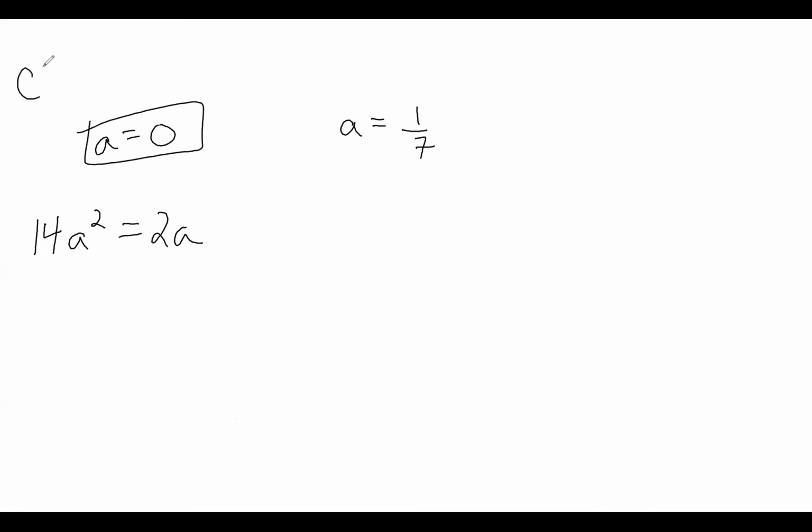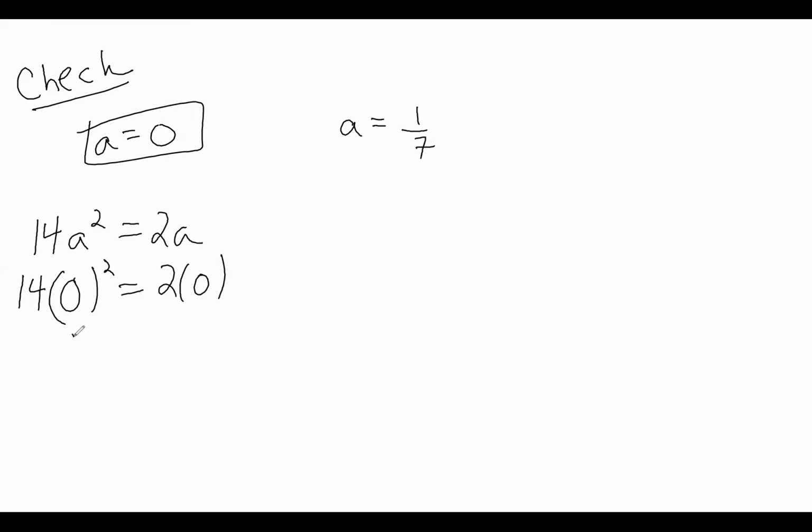Okay, so remember the answers that we got were 0 and 1/7. Our original problem, go all the way back to the beginning, it was 14a squared equals 2a. So let's start by checking a equals 0. Okay, so I will replace a with 0. So 14 times 0 squared equals 2 times 0. I've replaced a with 0.